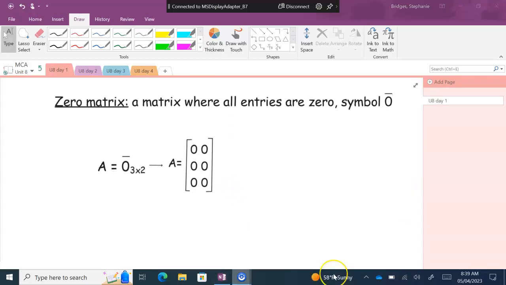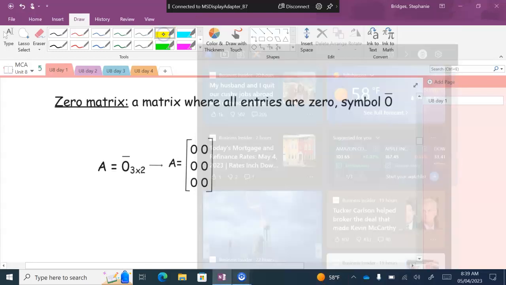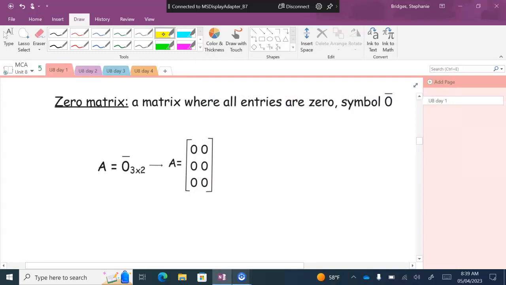Then we have a 0 matrix. A 0 matrix is a matrix where basically all of your elements are 0. And the symbol that I'm referring to is this one right here. It's got a 0 with the bar over it. That lets you know it's a 0 matrix. And here they're telling me that A is a 0 matrix that is 3 by 2. And you'll notice that the example they gave you is 3 rows and 2 columns.